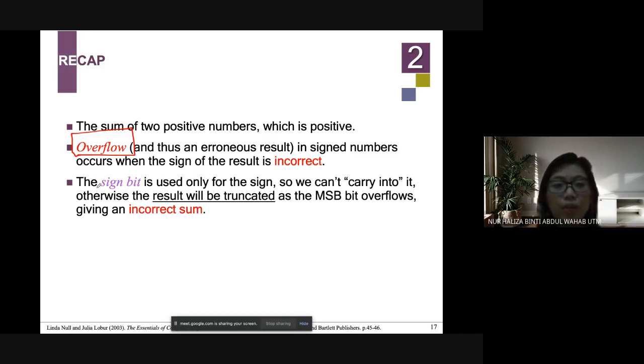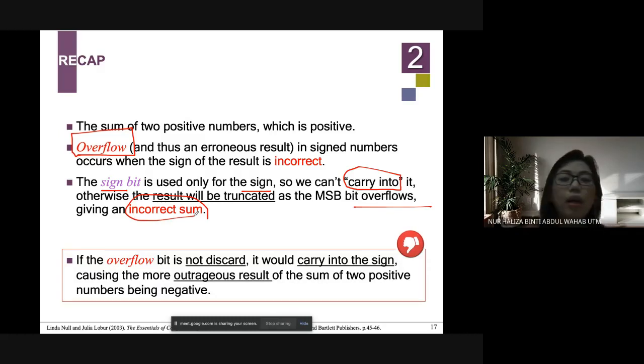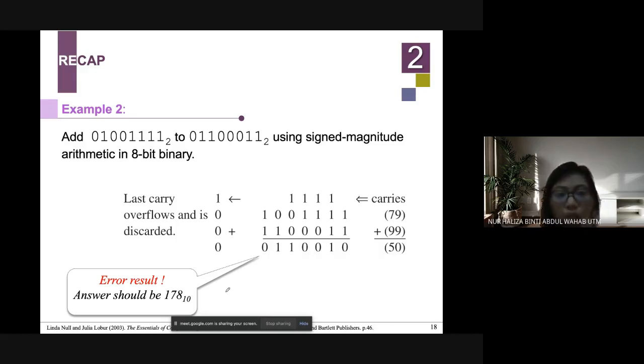I will remind you that the sign bit is only for the sign, so we cannot carry into it. Otherwise, the result will be treated as an MSB overflow, and it's going to give an incorrect sum. This is what happens if we did not discard the overflow and we just take it and carry it into our sign bit. It will cause an incorrect sum, because the sum of two positive numbers is going to be negative, as you're going to get 1. So here there is example 2, where you can see you're going to add two binary numbers.